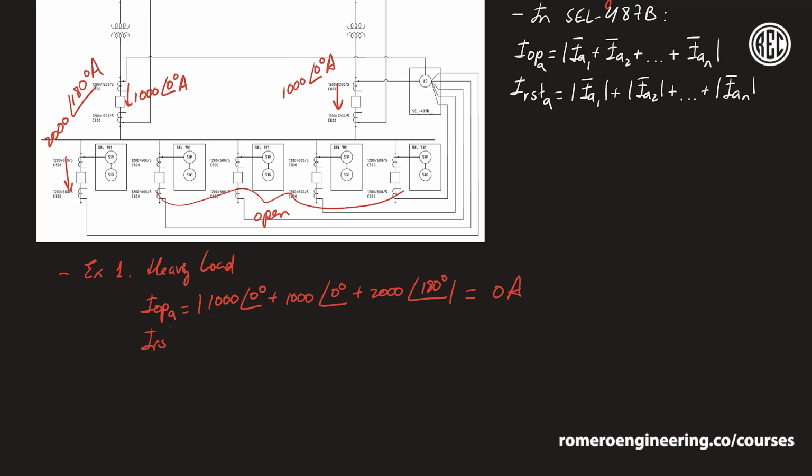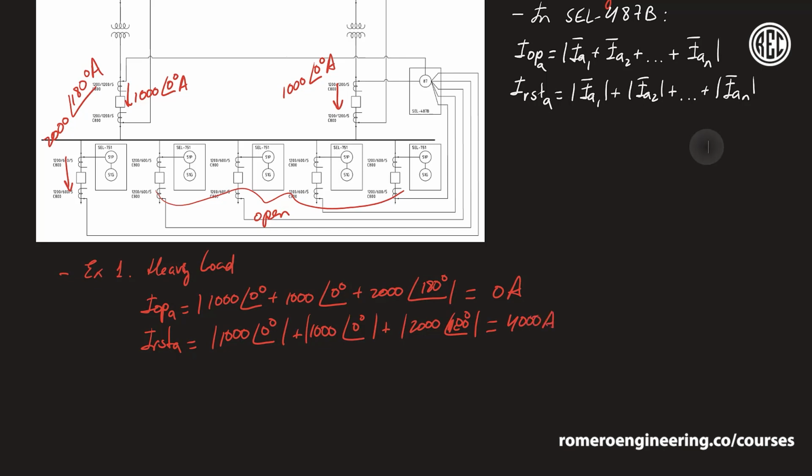Now the restraining current is the addition of the absolute values. So absolute value of 1000 angle 0 plus absolute value of 1000 angle 0, plus absolute value of 2000 angle 180. So if I calculate this, I get that this is equal to 4000 amps.